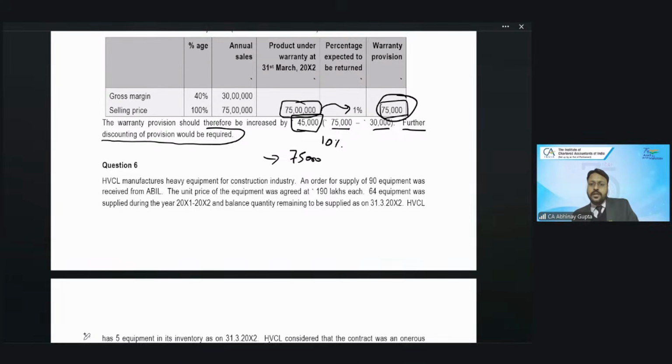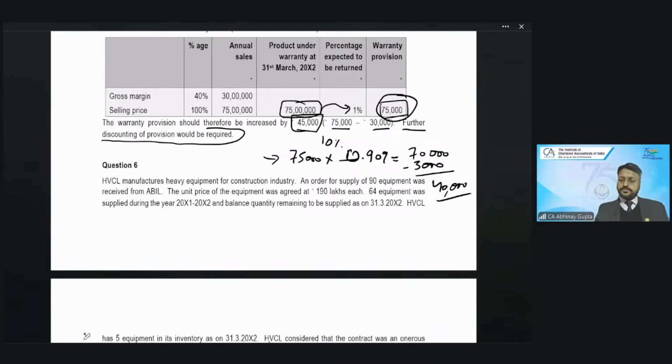75,000 into 1 divided by 1.1, or 0.909, right? So suppose this comes to say 70,000 minus 30,000 already given. So 40,000 would have been the additional provision in that case. Correct? Yes, sir. For 2 years, 0.826.